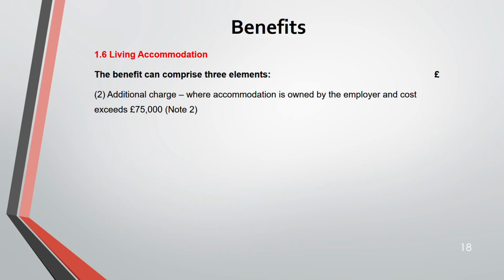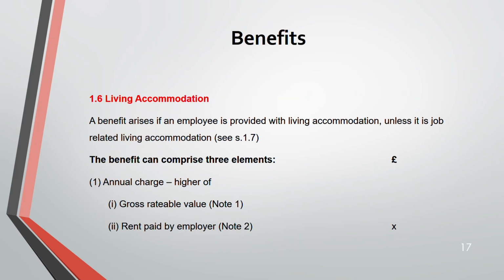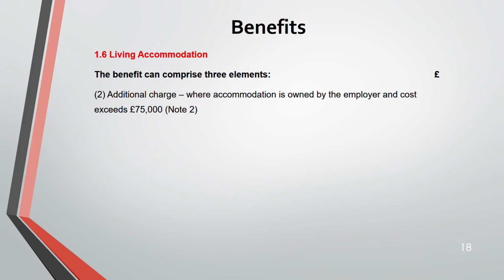And two, additional charge. So with the annual charge, you add an additional charge. This usually comes when your accommodation costs more than 75,000, and in your exam they will always give you an accommodation which is more than 75,000. How do I know? Just check the past paper. They will always give you that, because then they can check your knowledge on this additional charge which you have to add with the annual value.